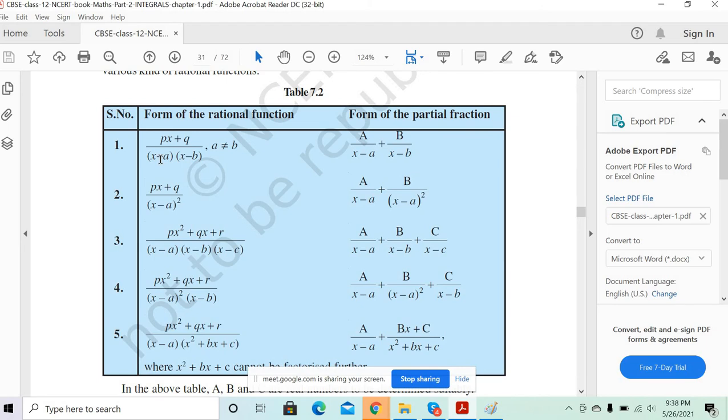What is partial fraction? Partial fraction means separating the fraction such that it is in an integrable form. Is it okay? Example. The first thing which you see here is px plus q by x minus a, x minus b. When you multiply x minus a into x minus b, this becomes a quadratic equation, isn't it? x square minus (a plus b)x plus ab will become the denominator, right? By px plus q.